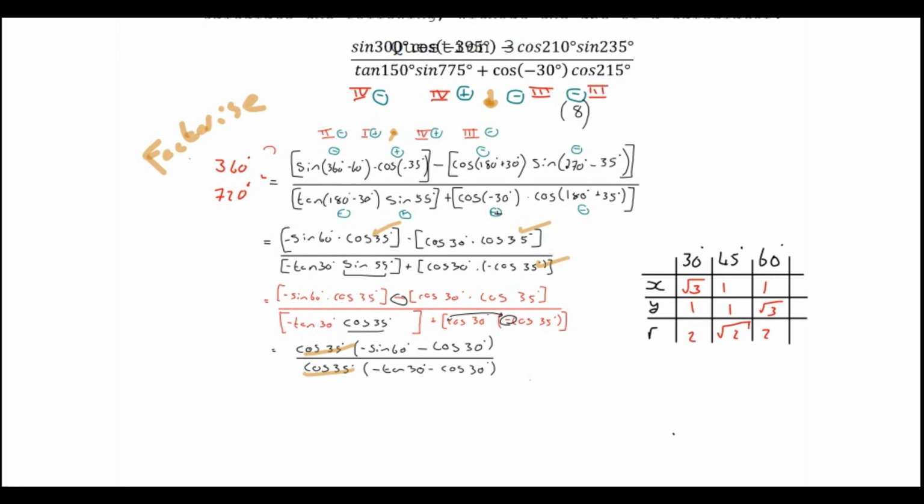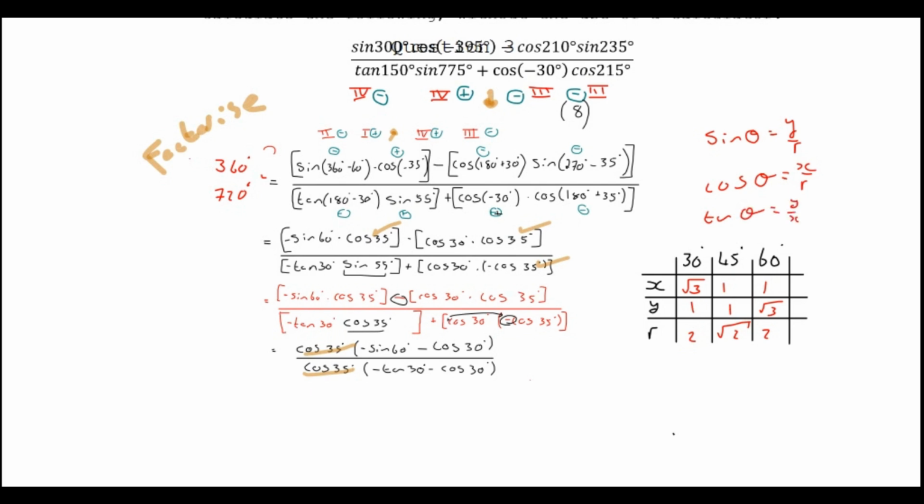Sine is technically y over r. So let's just write a reminder here quickly. Sine of any angle is y over r. Cos of any angle would be x over r. And tan of any angle is equal to y over x. So let's take a look.